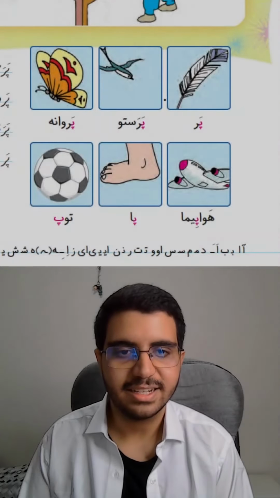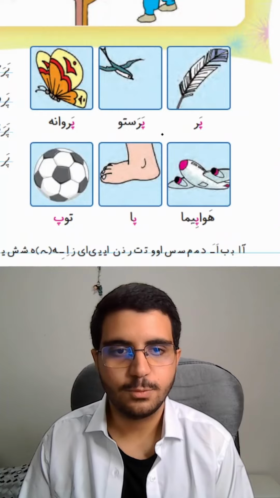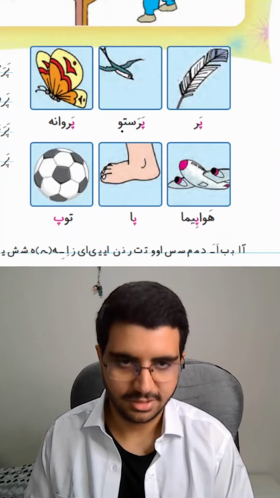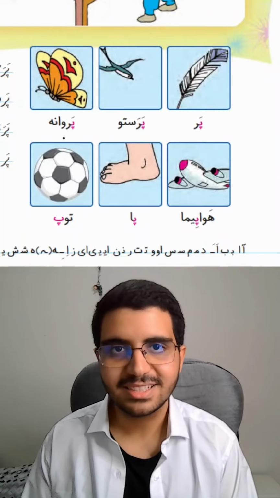Parastu. Parastu is a bird, which in English would be swallow. And as you can see, it also has par inside of it. Parvane also has par inside it. Parvane is butterfly.